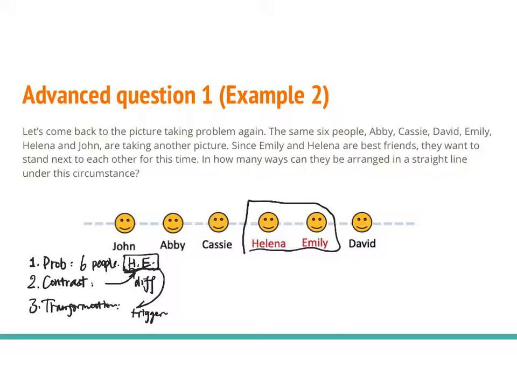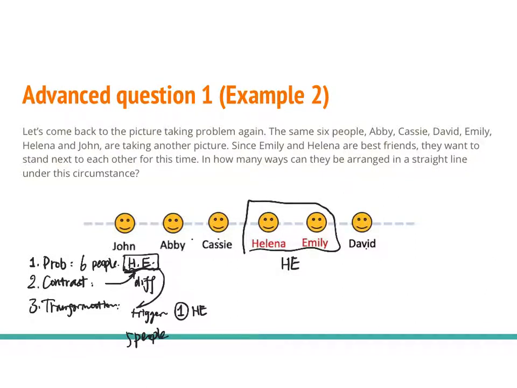If Helena and Emily are going to stay together, we can regard them as only one person. If we give a name to this person, it can be HE. So HE is another person that stands for Helena and Emily. Now we have John, Abby, Cassie, HE, and David. There are 5 people taking a picture together.